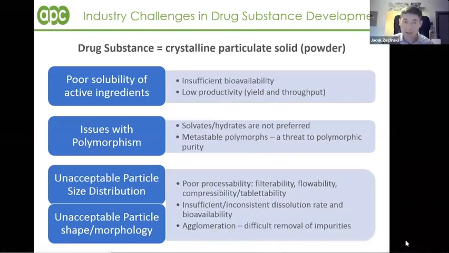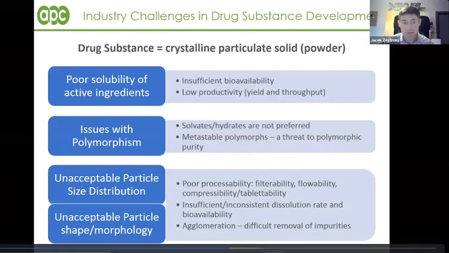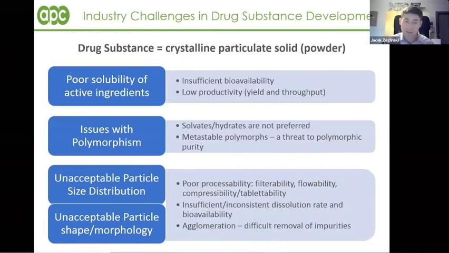And then I have identified a number of bullet points related to the challenges. I know it's not an exhaustive list, but those are maybe the most frequently occurring issues we are handling in our daily routine. So the number one, or one of the most important, would be poor solubility of active ingredients.